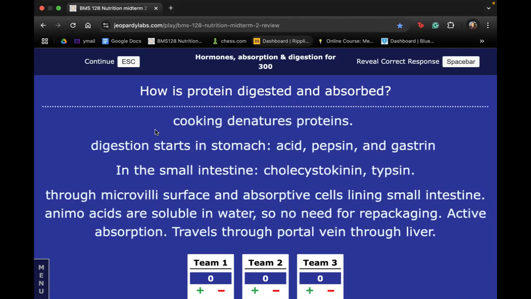Even before you consume it, cooking does a lot to protein. It denatures it, like we talked about. Then as the protein moves through your stomach, acid, pepsin, and gastrin start breaking it down. In the small intestine, CCK and trypsin break it down. Then microvilli and absorptive cells lining the small intestine bring it into the body. Because amino acids are soluble in water, they don't need to be repackaged like lipids do, so they are easily absorbed through active transport. Then they travel through the portal vein to the liver.